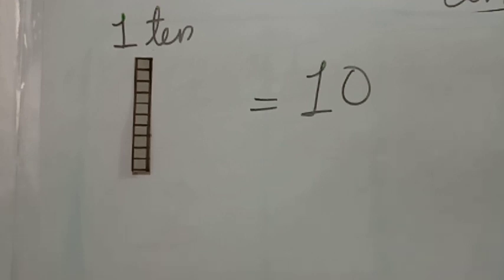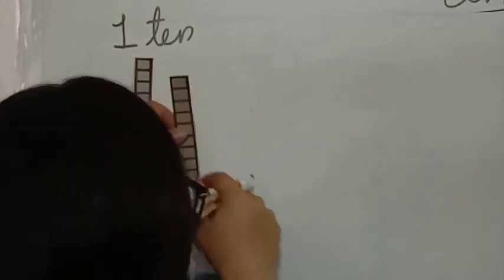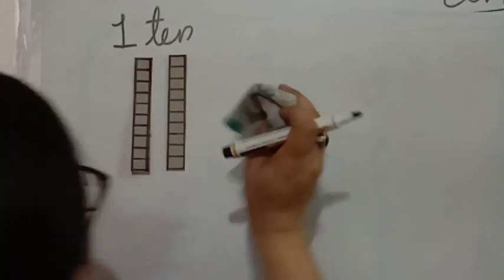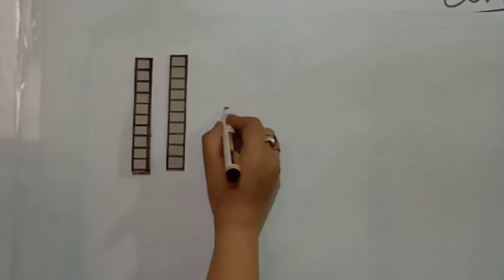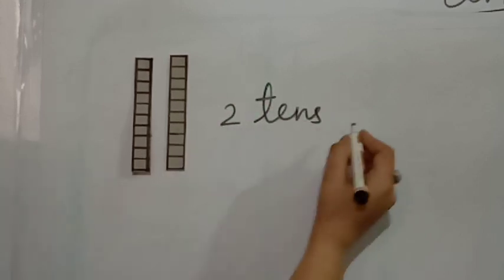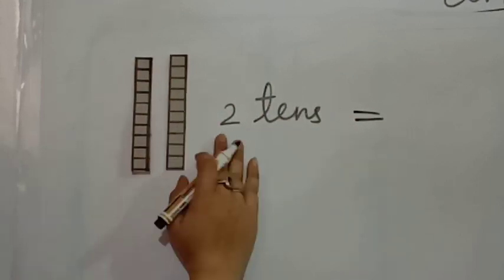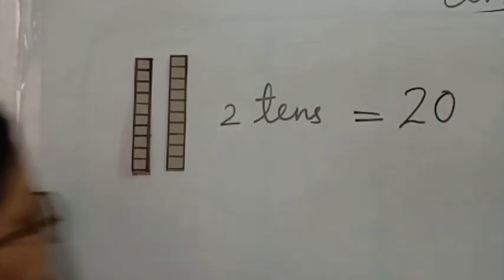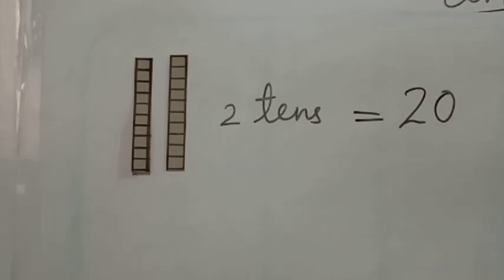Now if I add one more 10, how many tens are there? 1 and 2. Then it is 2 tens. 10 plus 10, 2 tens. So 2 tens is equal to 20.